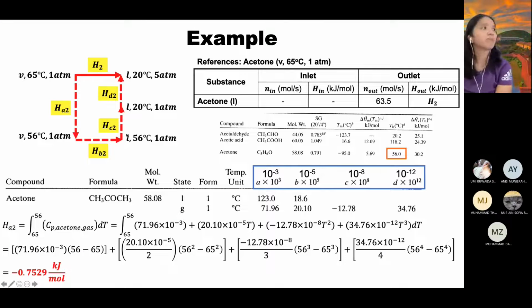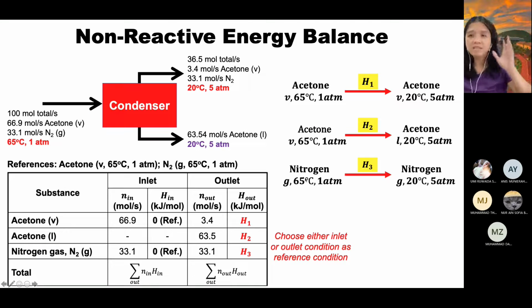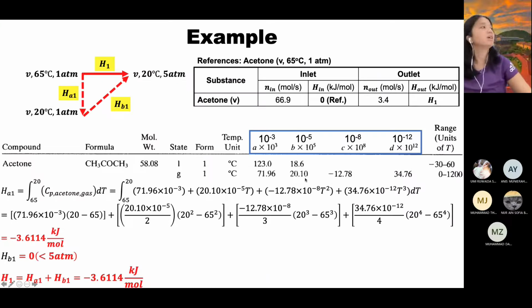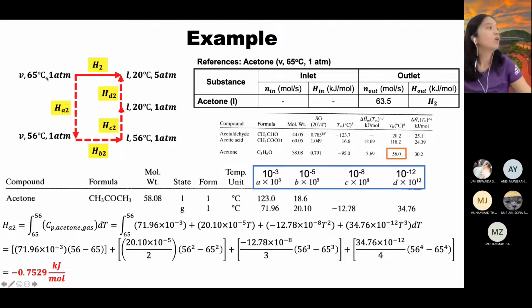Okay, next one, it's not as easy anymore. Next, we want to change acetone from vapor 65 Celsius 1 atm. You must remember, again I have to repeat, the start must be the reference condition. So it becomes 65 Celsius vapor 1 atm to liquid 20 Celsius 5 atm. This is a challenge because you change phase, you change temperature, you change pressure. Whenever there is a phase change, you must do that first. You have to change the phase first, then address temperature, then address pressure.